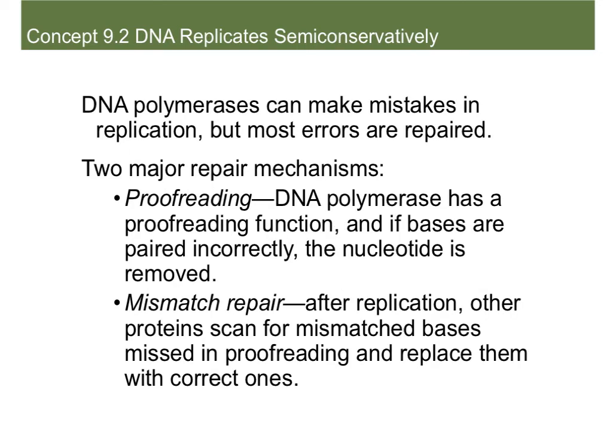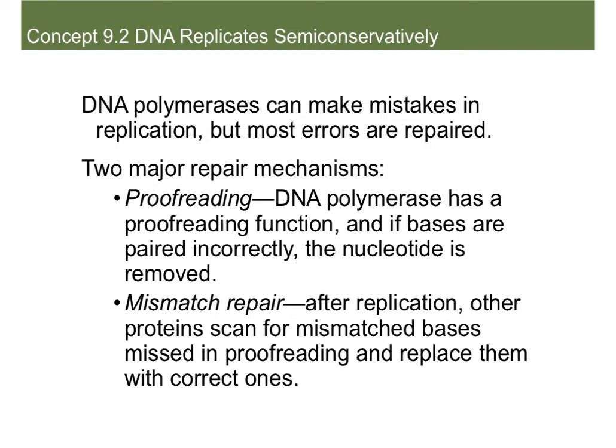DNA polymerase can make mistakes in the replication process, but most of these errors are repaired. There are two major repair mechanisms that DNA polymerase uses. The first one is proofreading. DNA polymerase has a proofreading function, and if bases are paired incorrectly, the nucleotide is then removed.